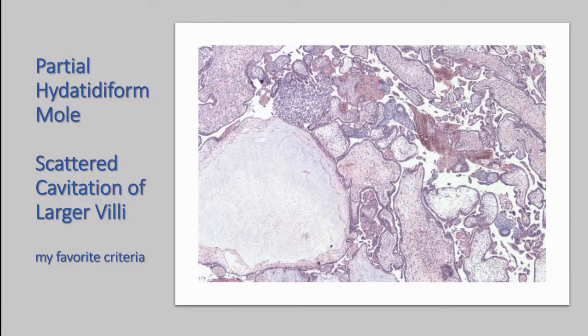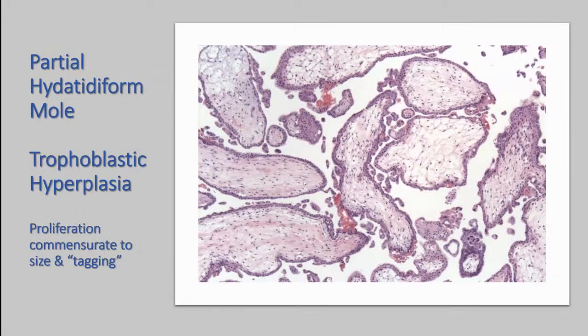My favorite criterion is the presence of at least a few scattered, cavitated, larger villi. Earlier in my career, I tried to make the diagnosis of partial mole quite frequently, and then got the flow cytometry back and found that it was diploid and not the aneuploid peak, and realized that I was trying to overcall. So I tend not to call partial mole unless I see cavitated villi. So you put those two parameters together, the biphasic population with very large villi and cavitation, that's quite good.